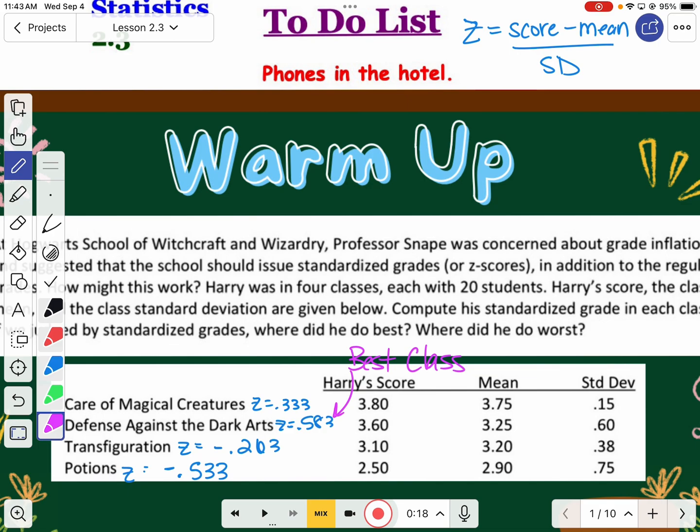And then which one's going to be his worst class? Potions, right? Why potions? That's the highest negative, the most negative one. It was the one farthest away, so that's going to be his worst class. So, an interesting narrative for how we can use z-scores and what they're all about. They help us identify where we did really well and where we didn't do so great. We could do that in here as well with test grades and things like that to let you know how you performed with respect.